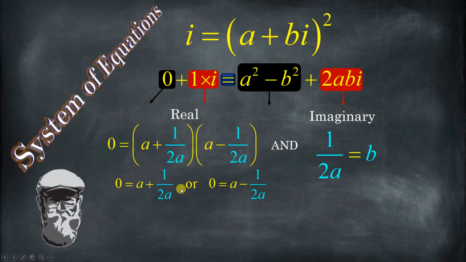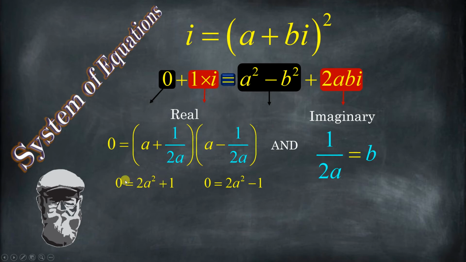Now, to solve this, we need to get a common denominator. So we're going to multiply this by 2a over 2a. Same here, 2a over 2a. And then what we're going to end up with is 2a squared plus 1 over 2a and 2a squared minus 1 over 2a. Multiply both sides by the denominator. 2a times 0 is 0. And when you multiply this side by 2a, the denominators go away. So there you go. Now, let's go ahead and solve these with inverse operations.